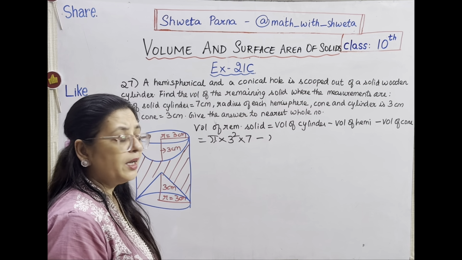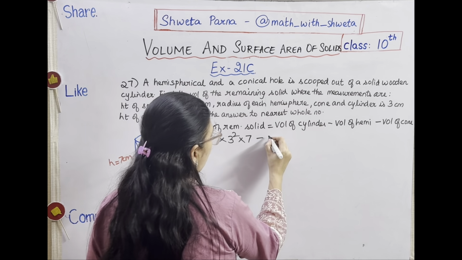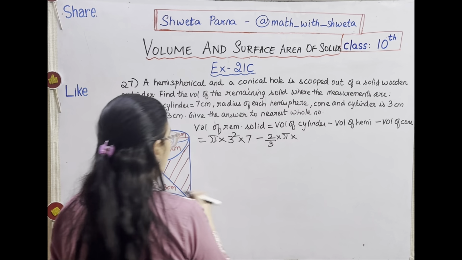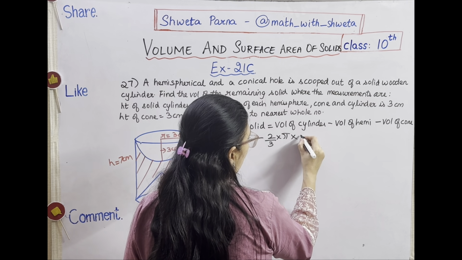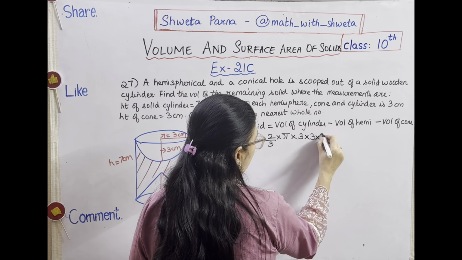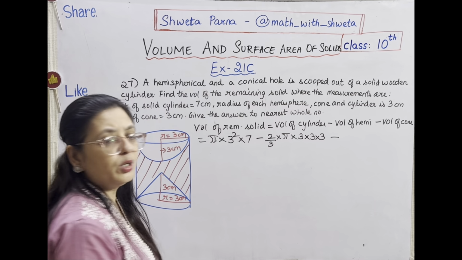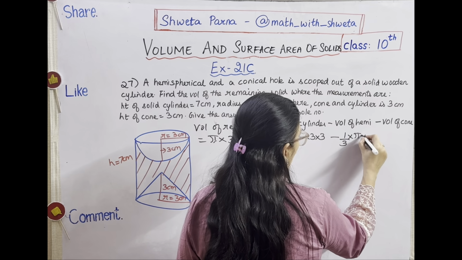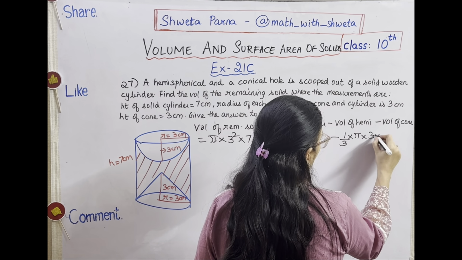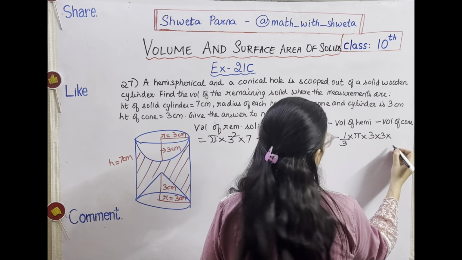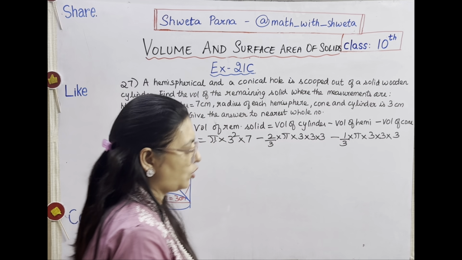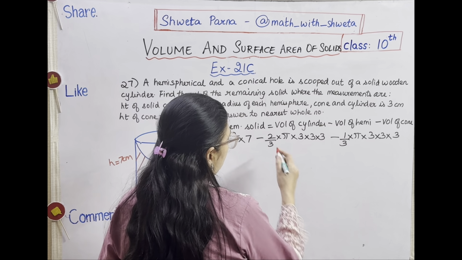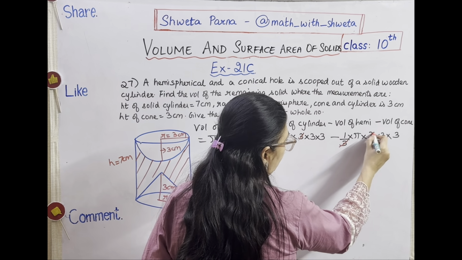Now, volume of a hemisphere. Volume of hemisphere is 2 by 3 pi r cube. What is the radius of the hemisphere? It is 3. So 3 into 3 into 3, minus volume of a cone. It is 1 by 3 pi r square h. R is 3 and height of the cone is also 3. Okay. So this will become, 3 and 3 gets cancelled.